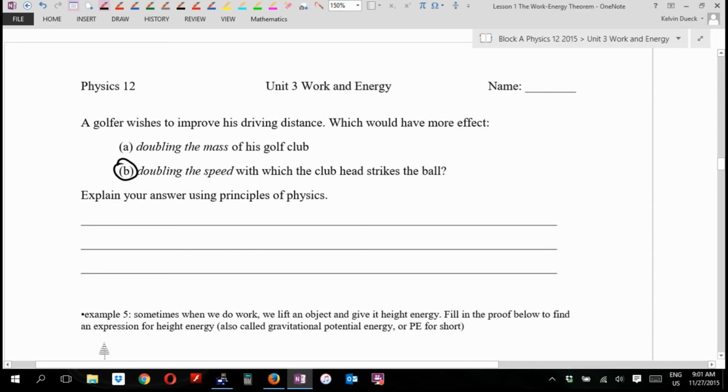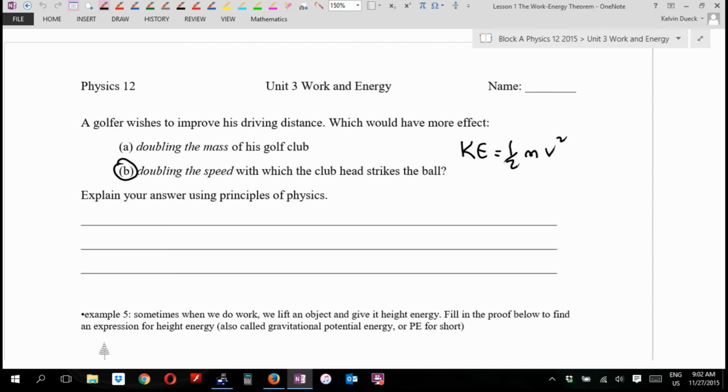Huge difference. Because what's kinetic energy? What's the equation? A half mv what? Squared. So if I make the mass, Addie, twice as big, I get twice as much energy. But if I can make the speed twice as big, what's 2 squared? I'll get 4 times as much energy.